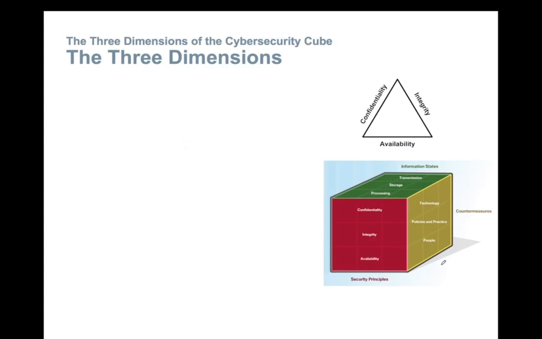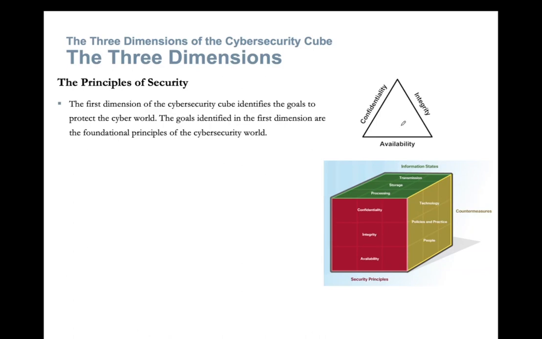The first dimension of the cybersecurity cube is the principles of cybersecurity, which consists of confidentiality, integrity, and availability. We call this the CIA triad. The first dimension identifies the goals to protect cyberspace. The goals identified in the first dimension are the fundamental principles: confidentiality, integrity, and availability.